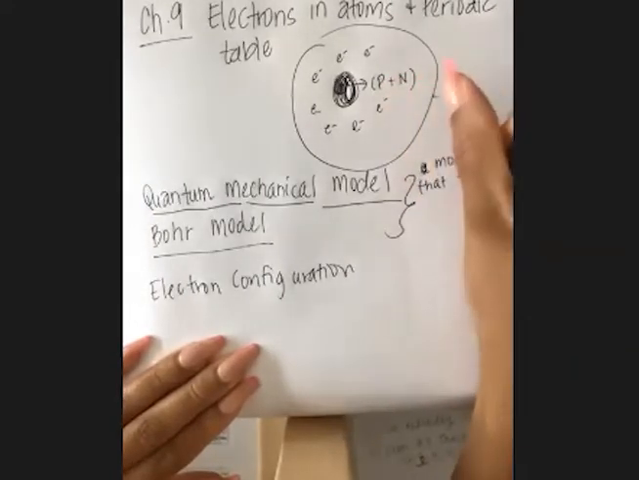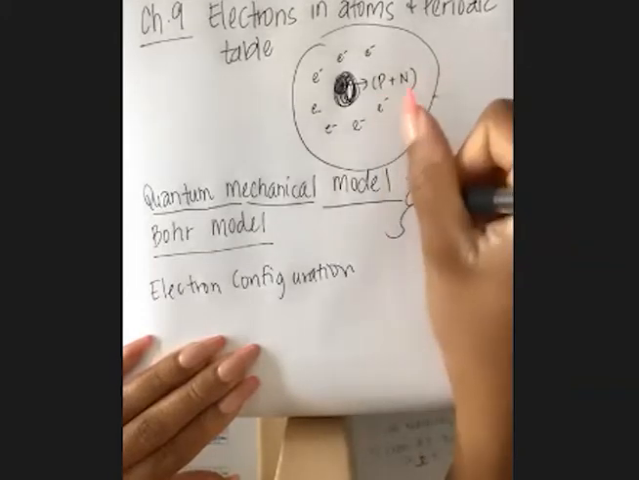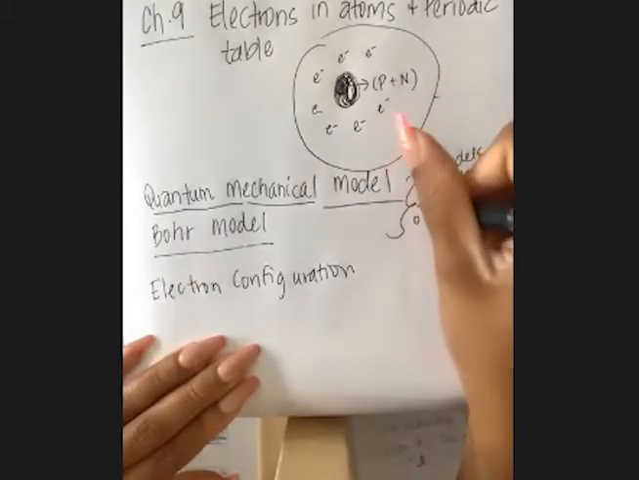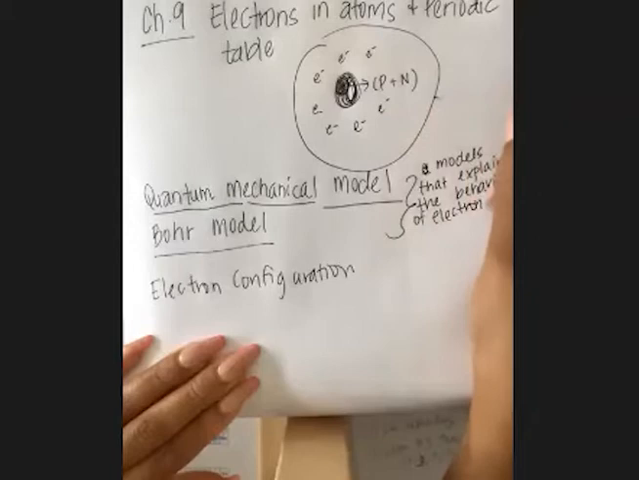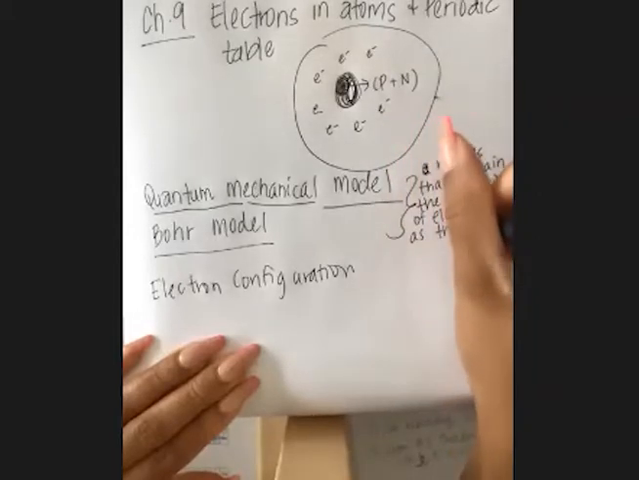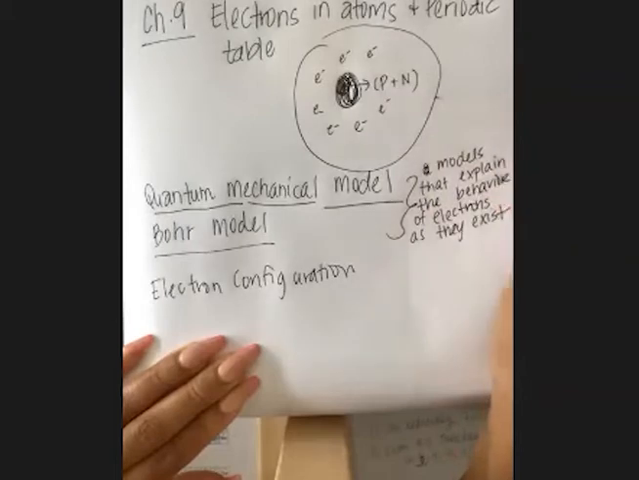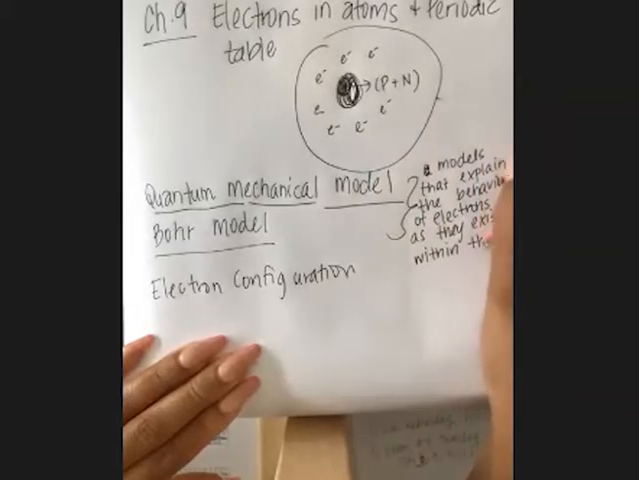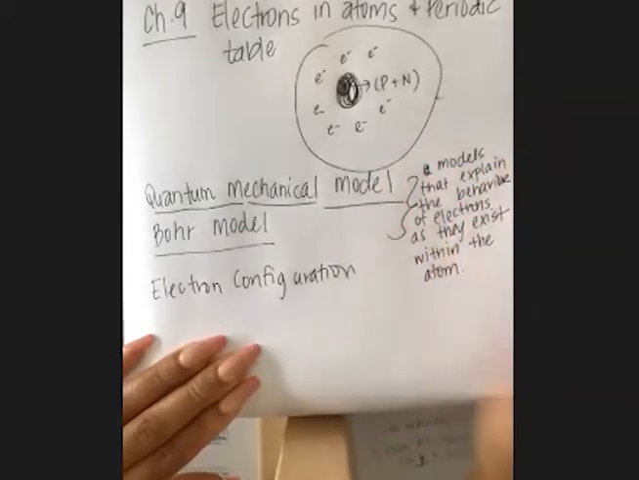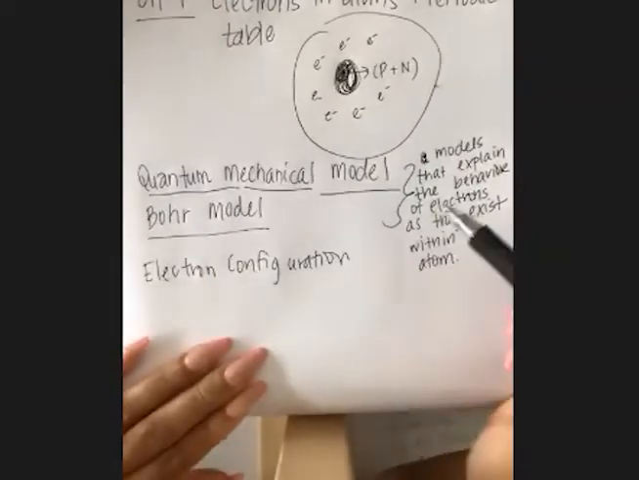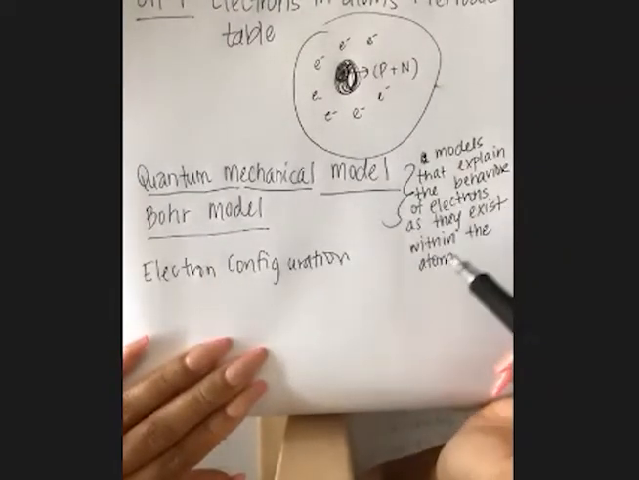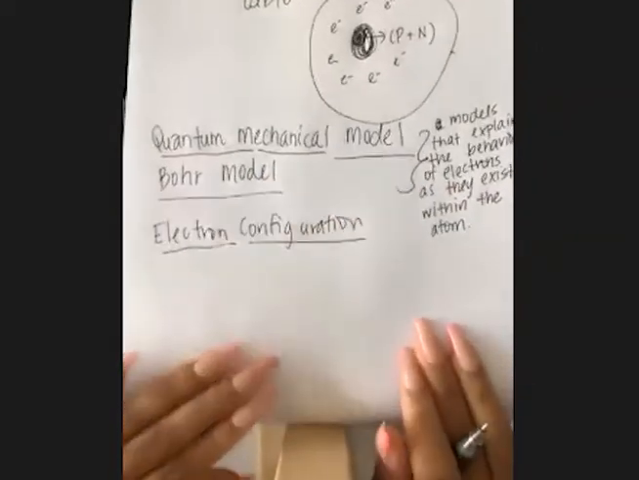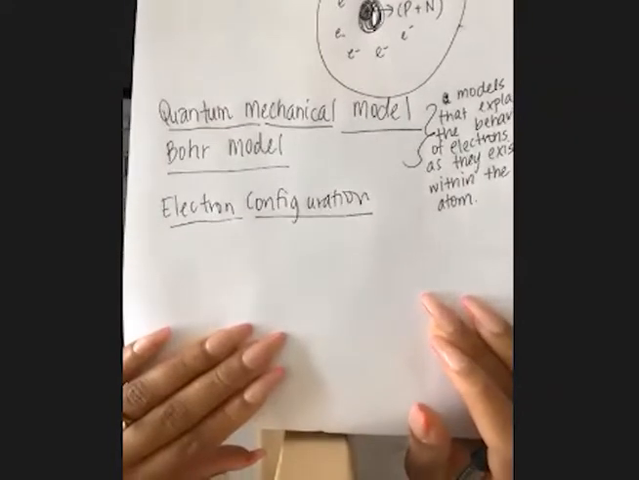that explain the behavior of electrons as they exist within the atom. If we just remember, that's the whole point of this chapter. We're just trying to explain the behavior of electrons as they exist. The electron configuration just gives us a layout or a scheme of how the electrons exist.